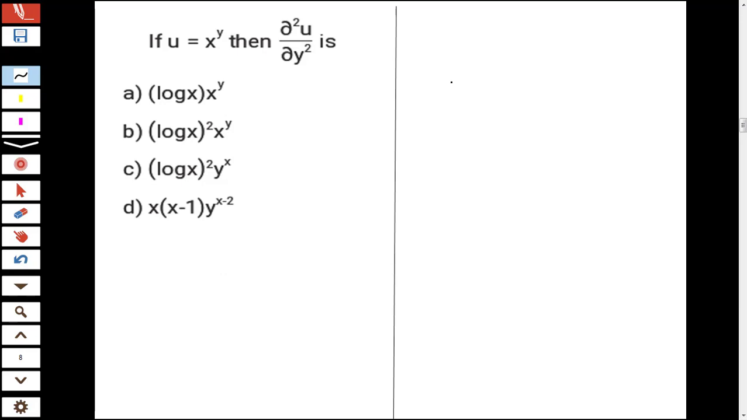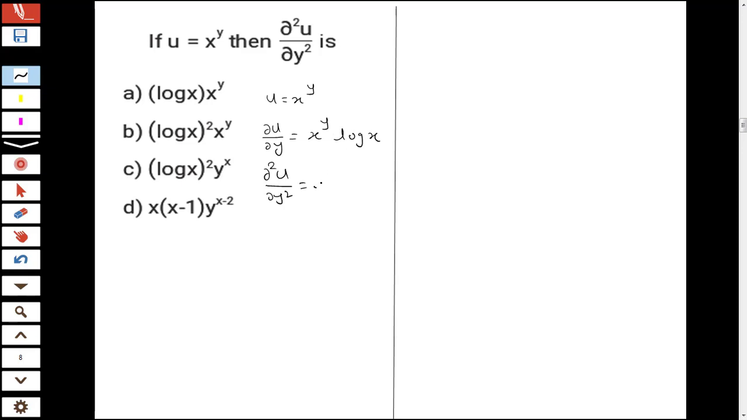Let us move further. Here the question is about the second order derivative. Here u is equal to x raised to y. If we differentiate it with respect to y, obviously we treat x as a constant. So what is the derivative? x raised to y will be x raised to y into log x. Again one more derivative, second order derivative it is. So again differentiating, we will have ∂²u/∂y² is equal to, now, x raised to y and log x.